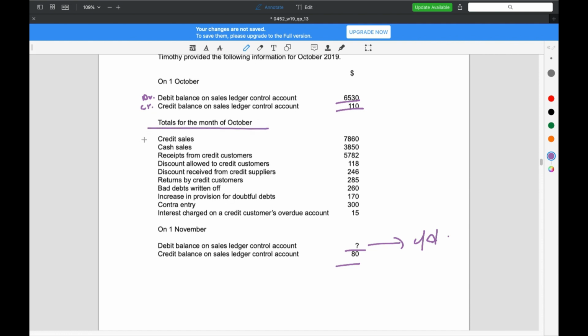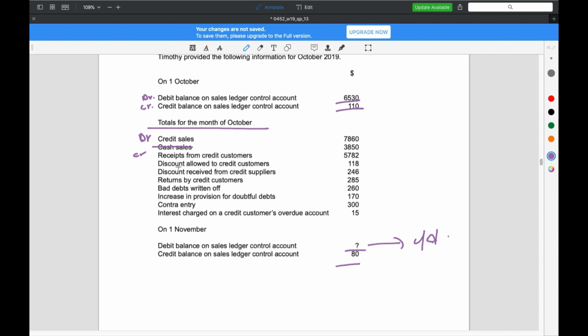All right. Credit sales. This is going to be over on the debit side of a control account. Okay. Because we only deal with credit sales in the sales ledger control account. Cash sales we are not going to deal with in the control account. If you know the format to this, if you have it memorized, you should know that. Receipts from credit customers. So now you received money from your customers. So that is going to be over on the credit side, right? Debit bank, credit sales ledger control account.